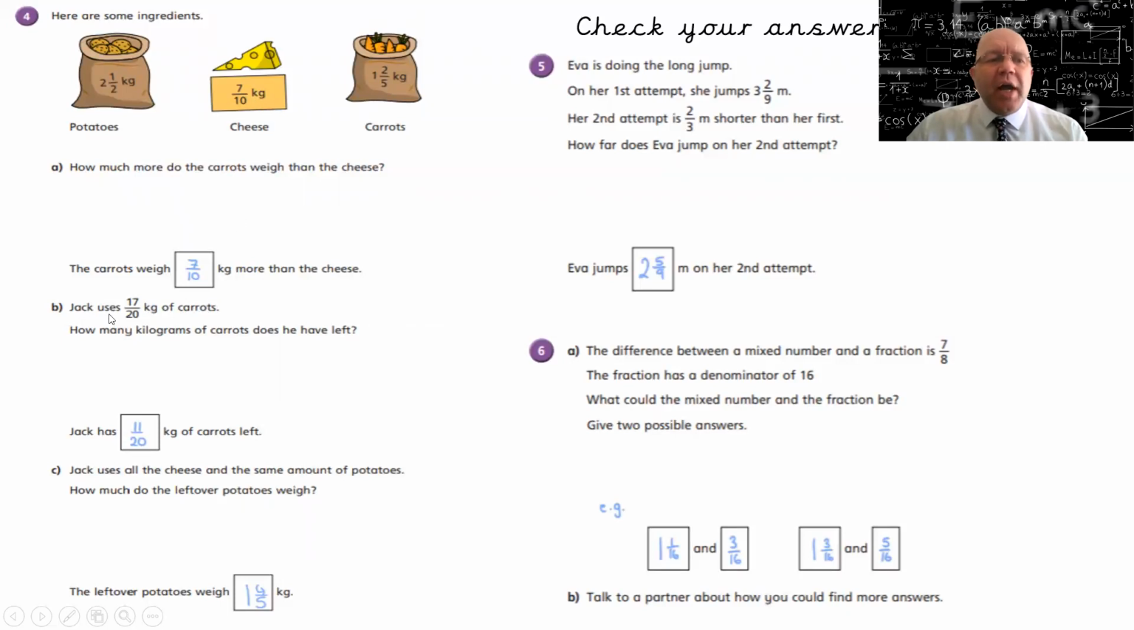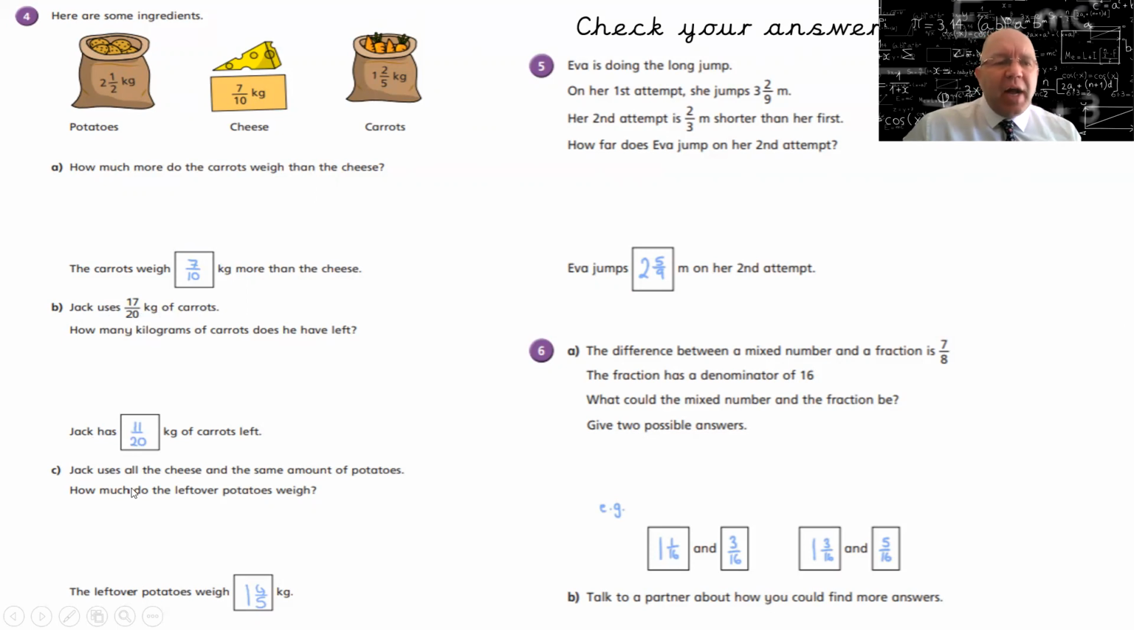Jack uses 17/20 of carrots. How many kilograms of carrots does he have left? Okay, he has 11/20. So we're going to convert to 20ths this time. So 1 and 8/20, take away the 17/20, and we're left with 11/20.